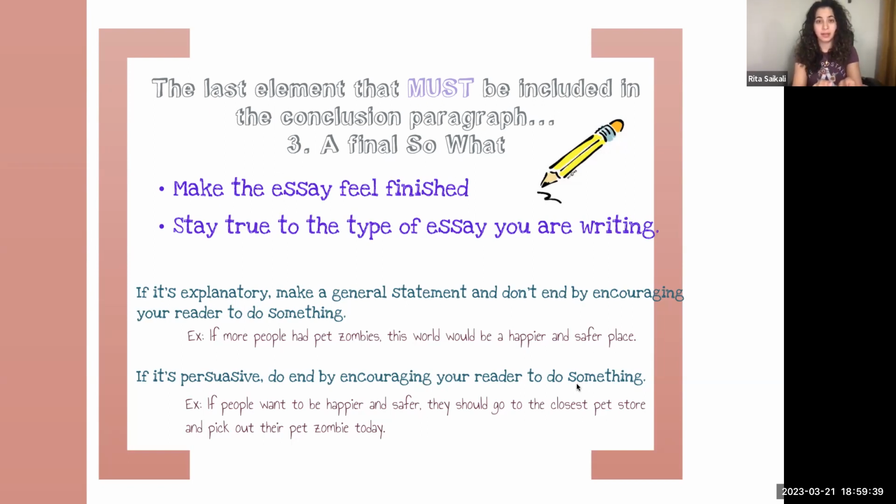So in the first one, if the essay type is one that explains why zombies are great pets, then we just say why. Our ending statement is why they are great pets, almost like a general statement about why they are great pets. If the essay type is a persuasive 5-paragraph essay, we end the essay by persuading them to go do something, which means that we're trying to convince.